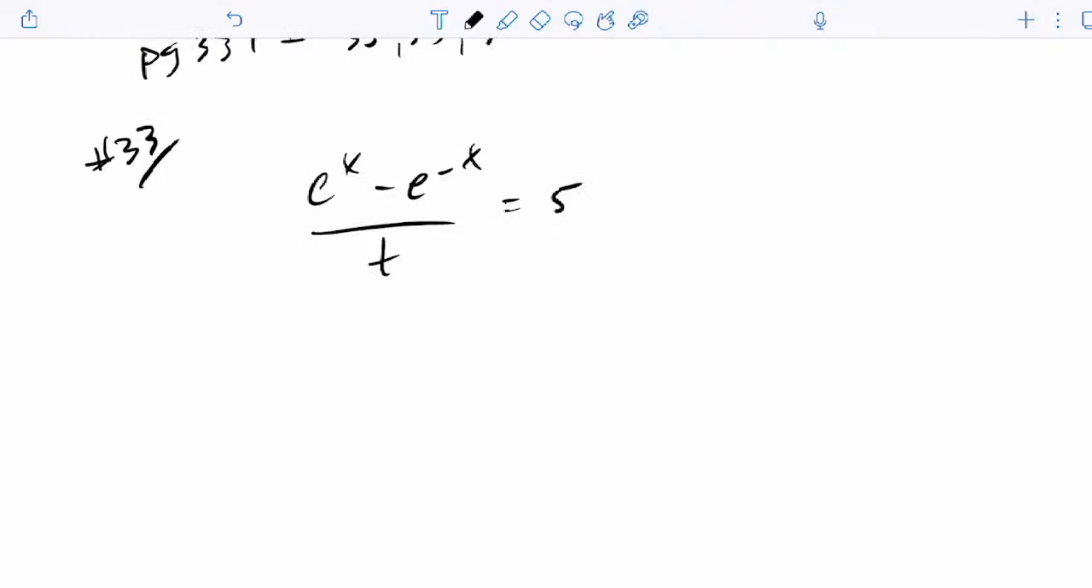Any questions? Anyway, if you're looking at number 33, you want to solve for, in this case, x. We had talked about this initially, but with this one here, you're going to want to multiply across by t, like we had discussed. And then you're going to want to multiply across by e to the x. So this becomes e to the 2x minus 1 is 5t e to the x.